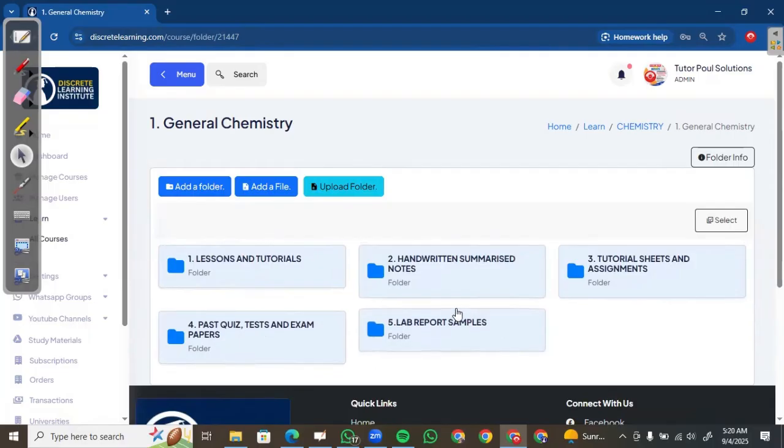So here in the last folder, we have some lab report samples. As you are going to do your labs, we have some samples here that you can check, and then you get to have an idea of how to do the labs.